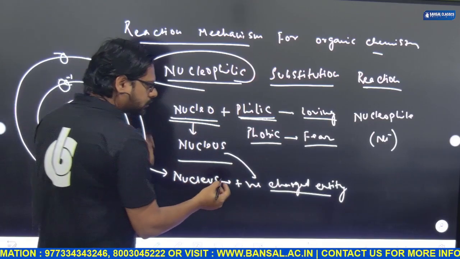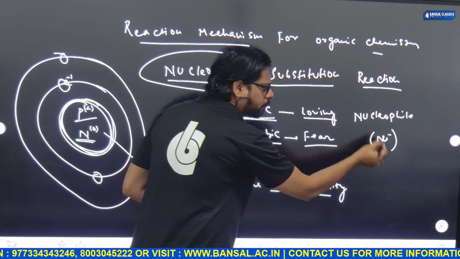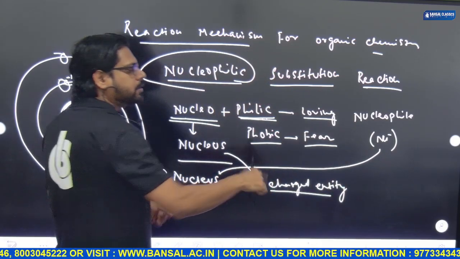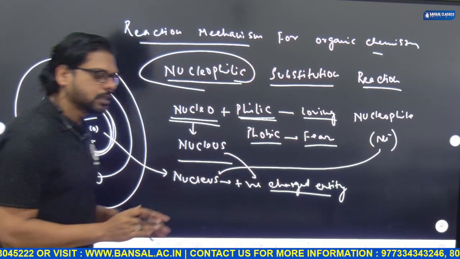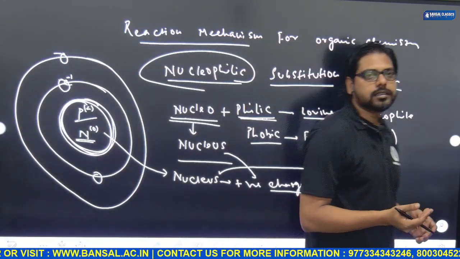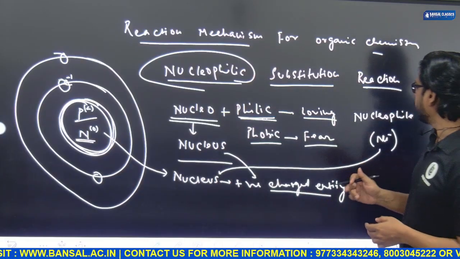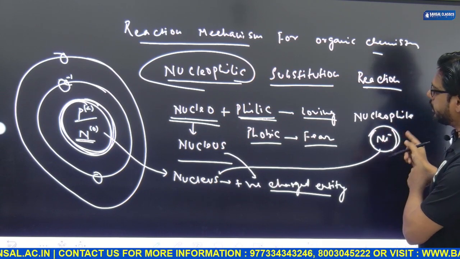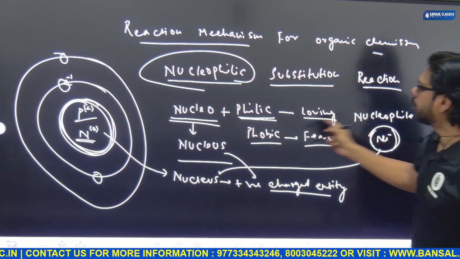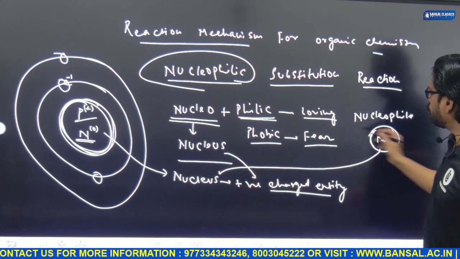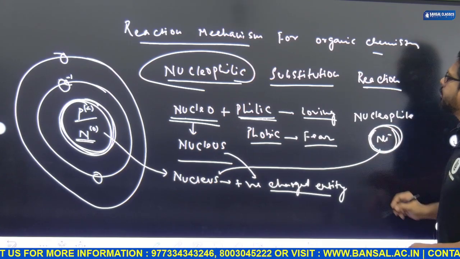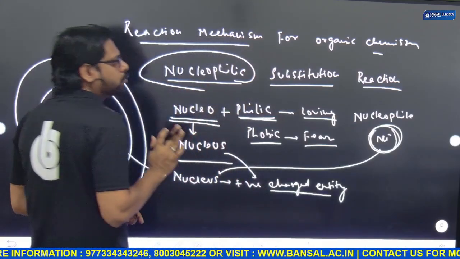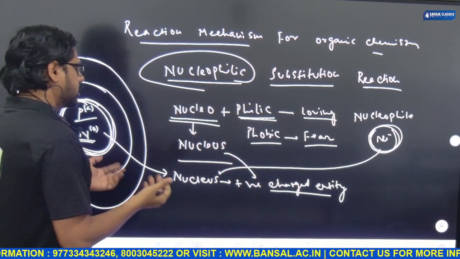So basically, this is a particle which loves the nucleus, and the nucleus is a positive charge. We also know that like charges repel each other and unlike charges attract each other. It means this particle must contain negative charge, because it loves a positive charge. So nucleophile will always be a negative charge entity. So we have understood what a nucleophile or nucleophilic thing represents.